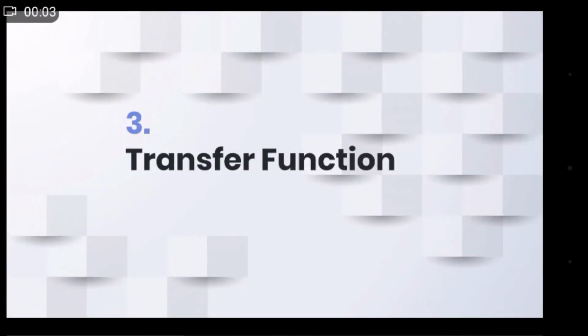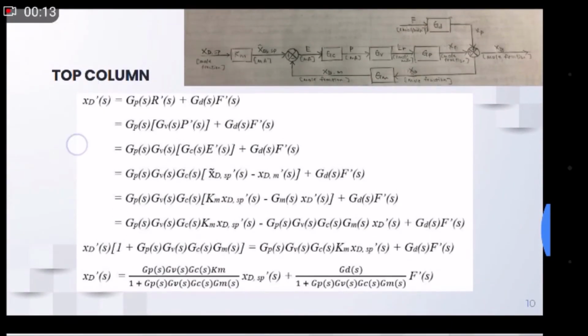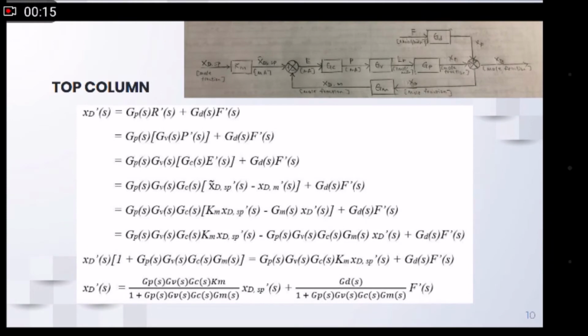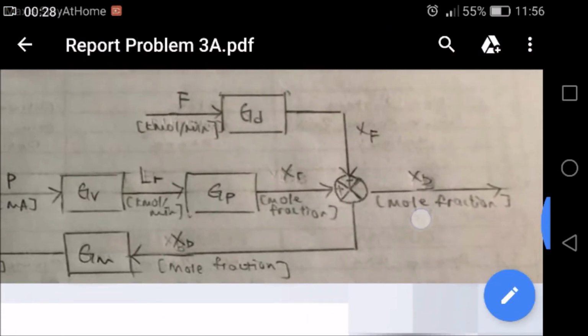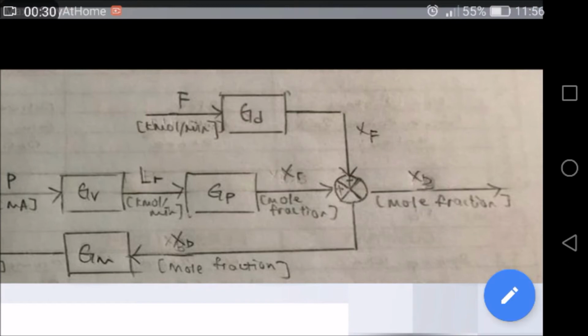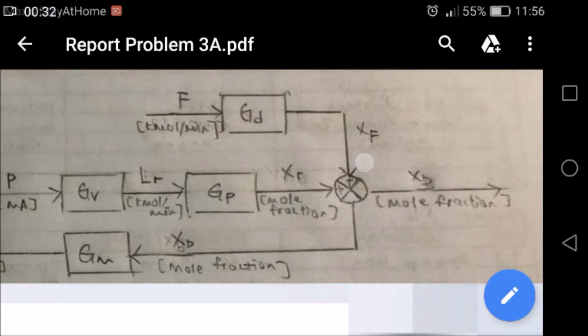After understanding the block diagram of both feedback control systems at the top and bottom column, let's investigate their transfer functions. For the top column, as our control variable is the methanol composition as distillate XD, we need to find the transfer function of XD. So let's look at the block diagram. Here is our XD. From the block diagram, we know that XD is equal to XR plus XF.